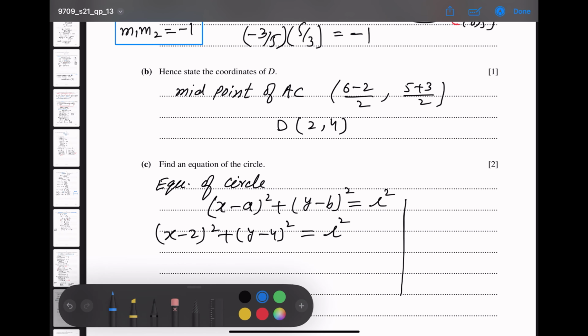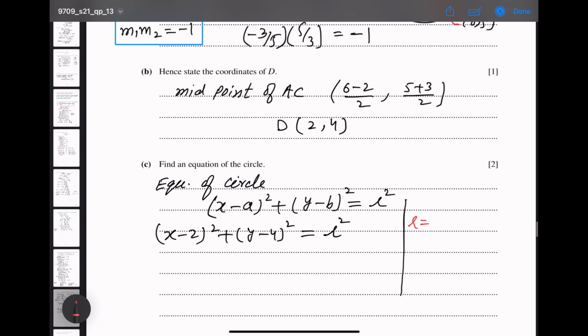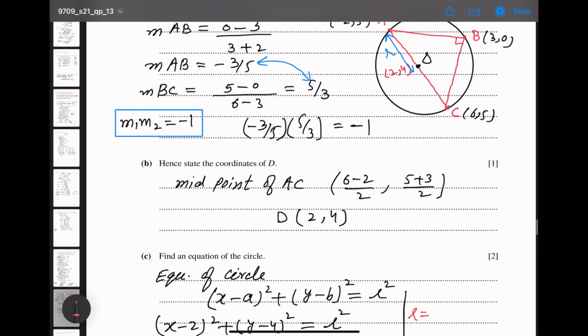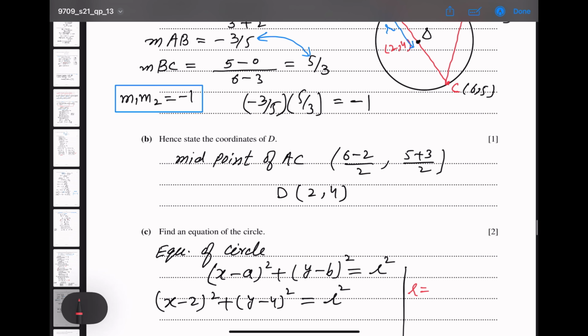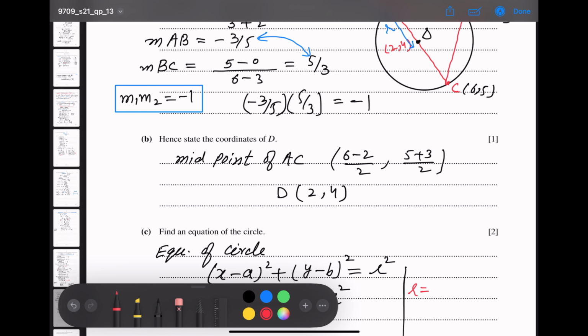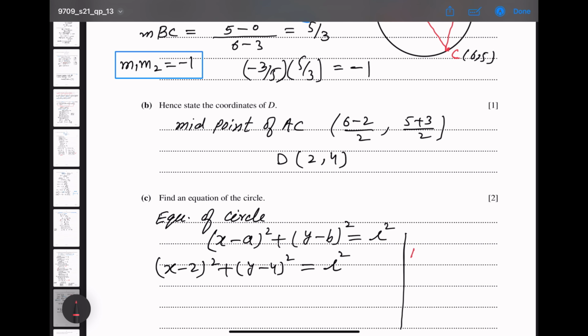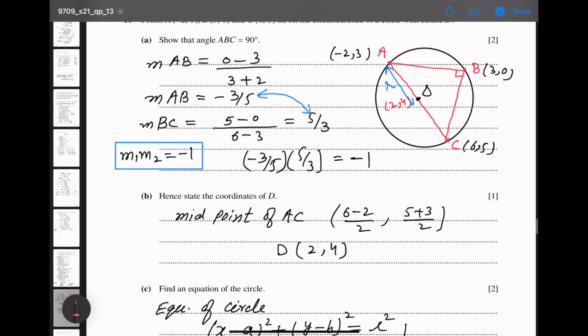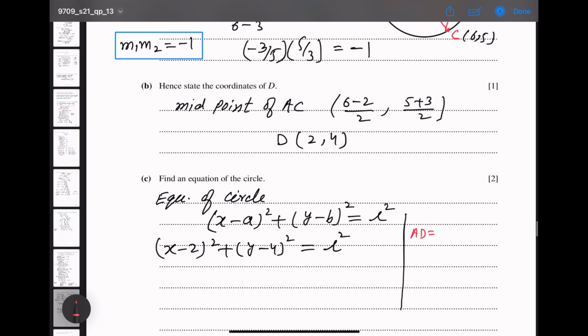So radius will be AD. AD by distance formula will be the square root of 3 minus 2 whole square plus 4 minus 0 whole square. So AD is equal to root 17. This is the radius of the circle.